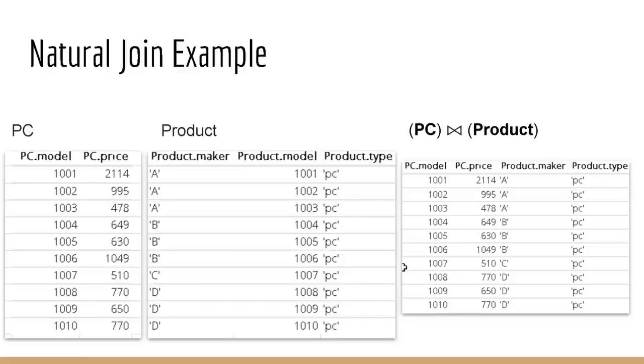The example is about the natural join of a product and a PC. For the product, we selected all the attributes. As for the PC, we will only get the model and price. As a rule in a natural join, both relations should have a common attribute. In this case, the common attribute is model. Product A produces PC with prices of 2014, 995, and 478. Maker B has 649, 630, and 1049 and so on. The model are 1001, 1002, and 3 for A, 1004, 1005, 1006 for B, and so on.